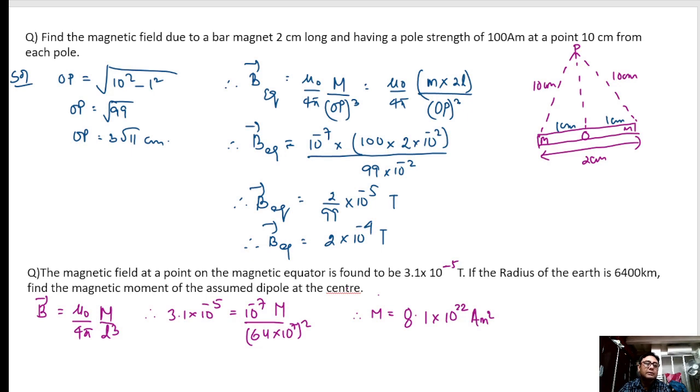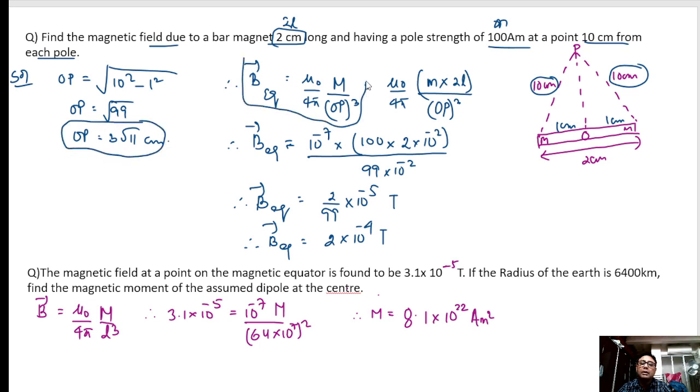Okay friends, let's now see the next one. Find the magnetic field due to a bar magnet 2 centimeter long. So length is given, pole strength, that means the M given, at a point 10 centimeter from each pole, that means this is 10 centimeter from each pole. So that means I can find out what is OP. OP will be this, and it becomes the equatorial formula.